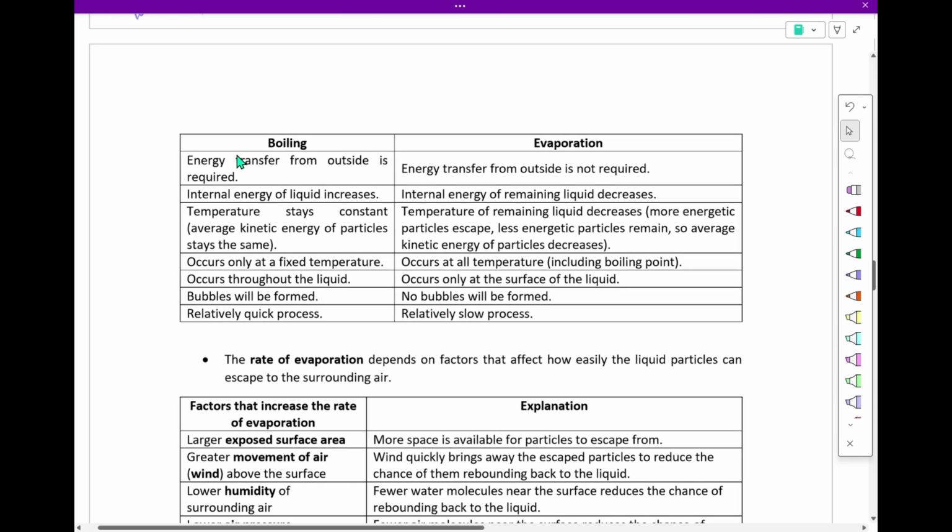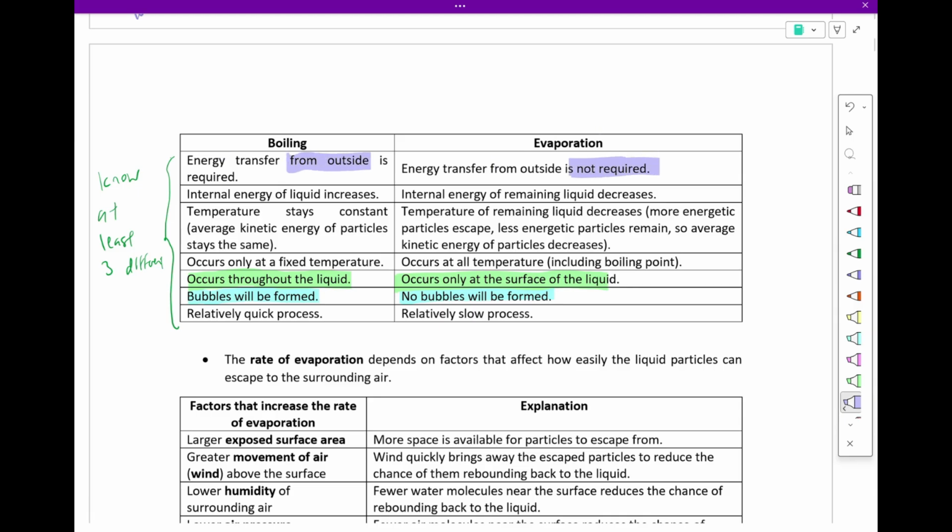Okay, so you can see over here there's a difference between boiling and evaporation, so you need to know at least three differences. The most straightforward one is bubbles. Bubbles are formed in boiling, no bubbles are formed in evaporation. Boiling occurs throughout the liquid, that's why you actually see bubbles. Technically these two are very similar, but boiling needs an external source. Evaporation doesn't need an external source. So do take note about this.